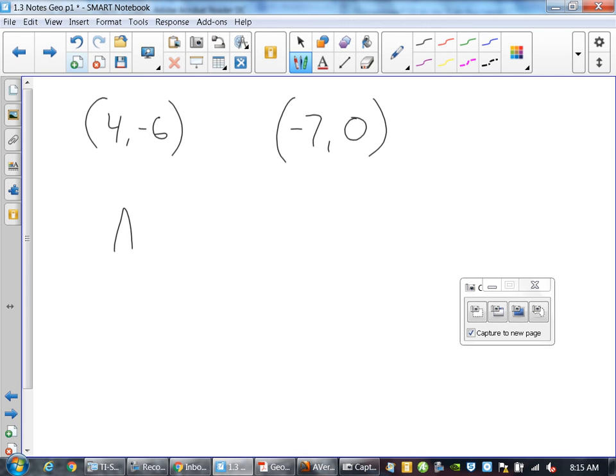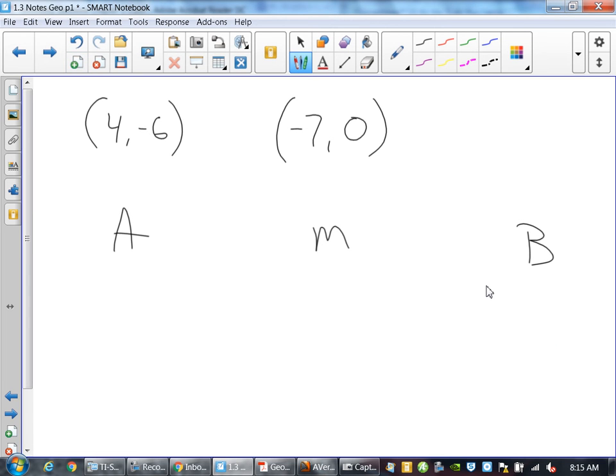So if this is point A, this is my midpoint. What's point B? We'll do the same thing. My point A starts at (4, -6). My midpoint is at (-7, 0). Where is my last point located?